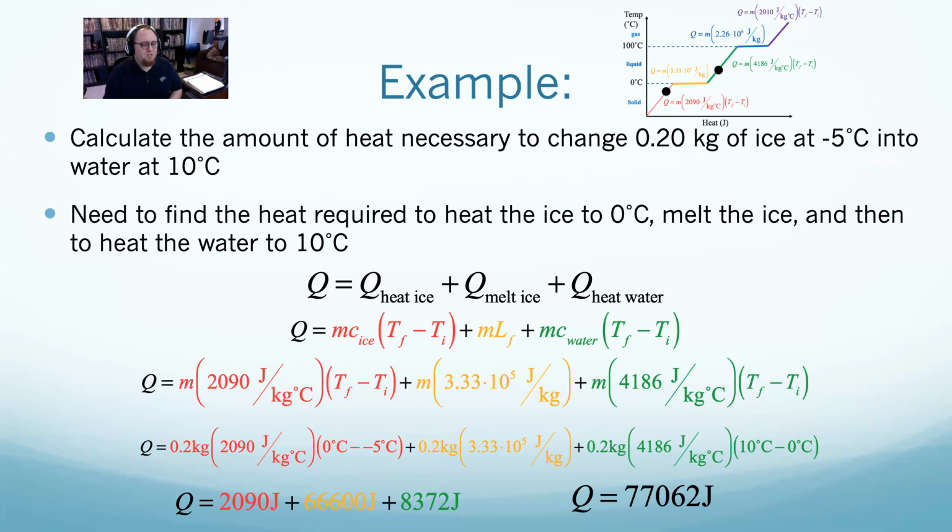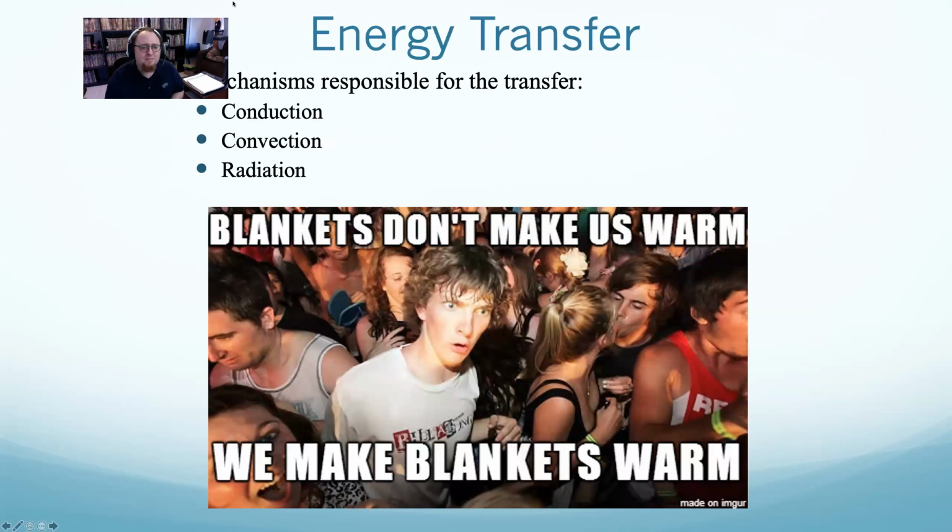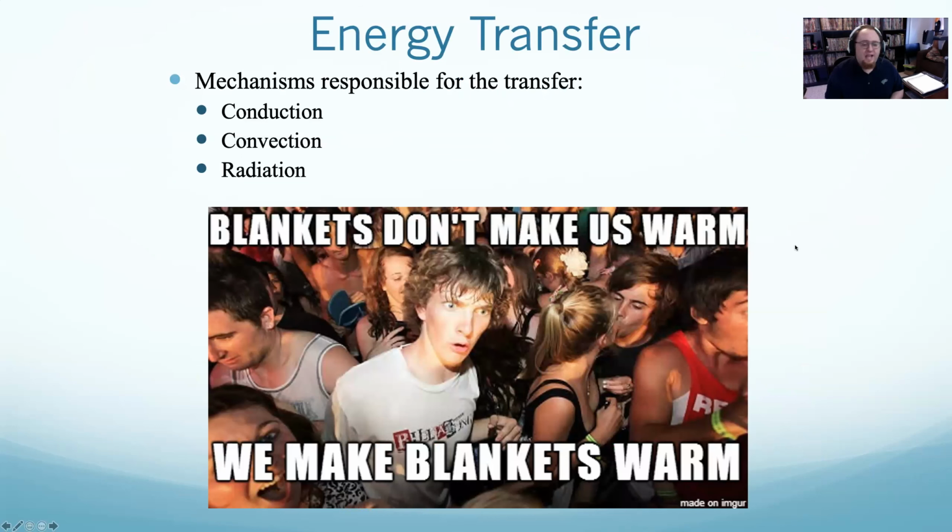Okay, so to bring 0.2 kilograms of ice at -5 degrees Celsius to water at 10 degrees Celsius, it takes 77,000 joules. So that's all well and good. But the question becomes, how do we do that? Like, how do we give something 77,000 joules? And so what I want to talk about now is the mechanisms of heat transfer. AKA, how do you add heat to something? How do you heat something up or cool something down? How does heat move?